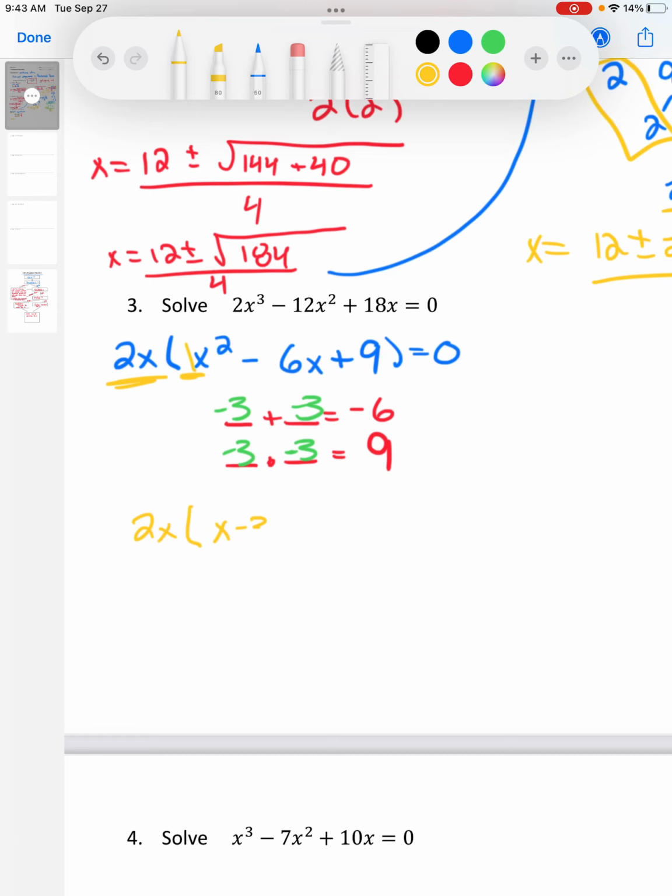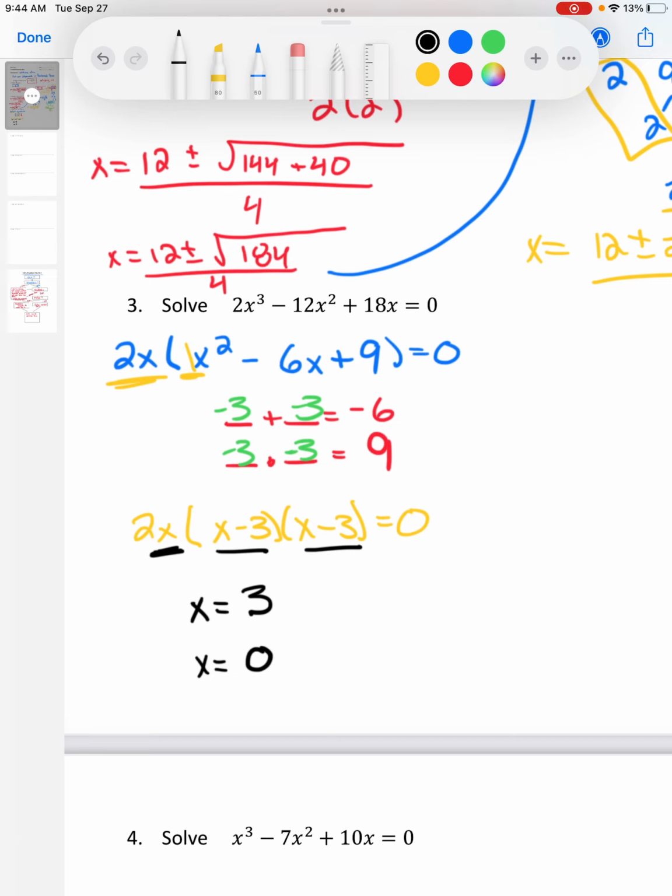So I have x minus 3 equals 0. So what does x equal? X equals 3, right? They both give me the same answer. X also equals something else. So remember that x we took out? That gives us an answer of 0.